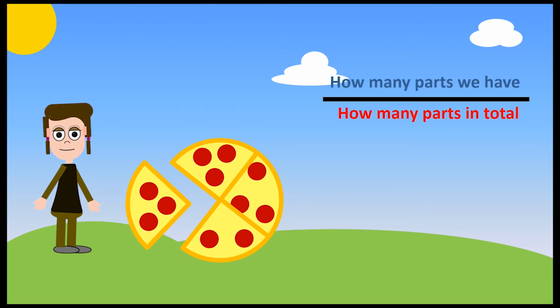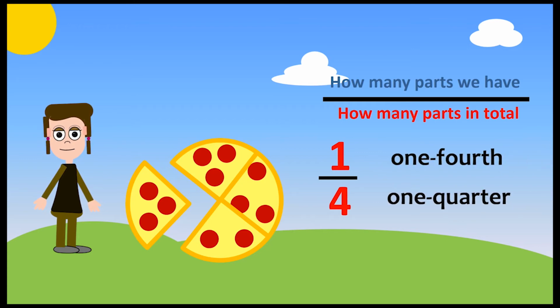Let's look at this pizza. It was divided in a total of 4 parts, so the bottom number is 4. And Emma only takes 1 piece, so the top number should be 1. Emma had 1/4, or one quarter, of a whole pizza.